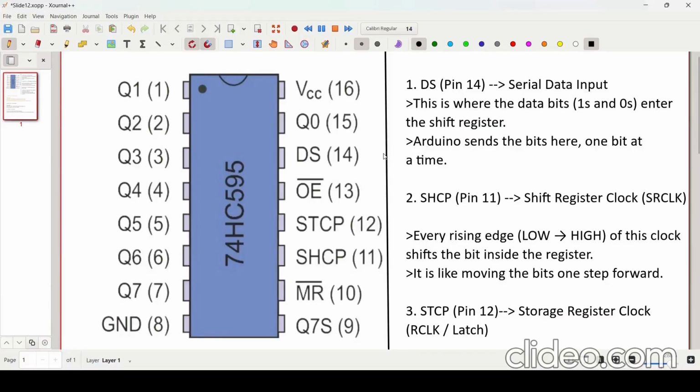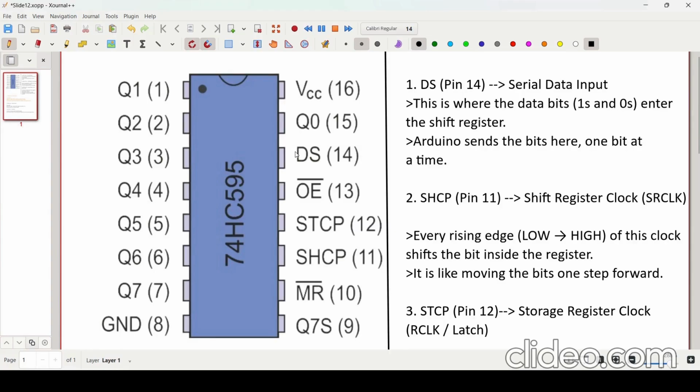Now let us discuss the pinout of the shift register IC which we will use in this project. So we are going to use the 74HC595 IC, and this is a SIPO register, that means serial in parallel out. And the reason I will discuss after a while. So now let us discuss all the pinouts one by one. First one is DS, that means data pin. This is where the data bits, that means ones and zeros, enter the shift register, right? And Arduino sends one bit at a time.